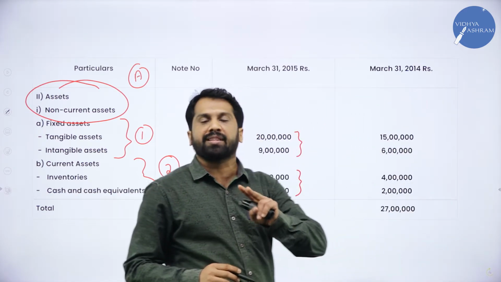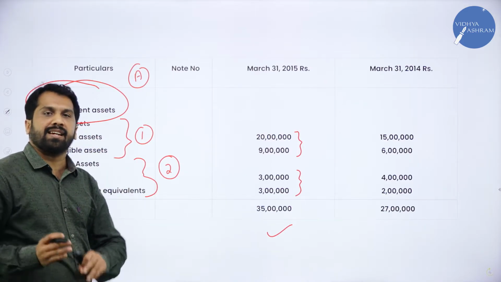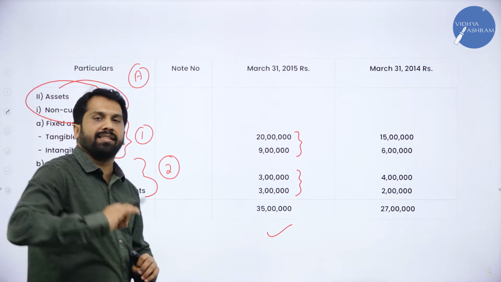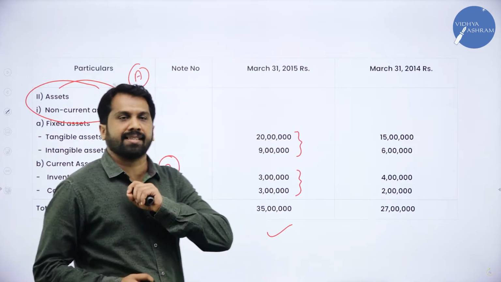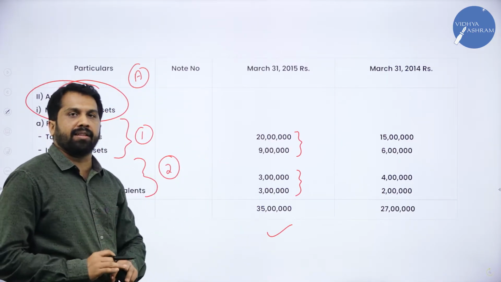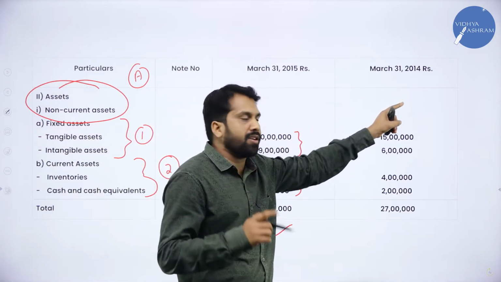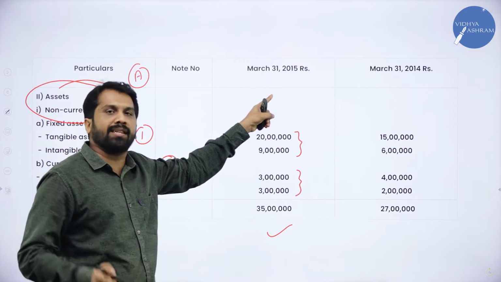Now, these are fixed asset, these are current asset. We have only two classifications. They will give you directly which are fixed. Other than fixed, the remaining things will be current asset. Now, we have 2 years, same calculation. Remember, you should consider 2014 first, then you can go for 2015.